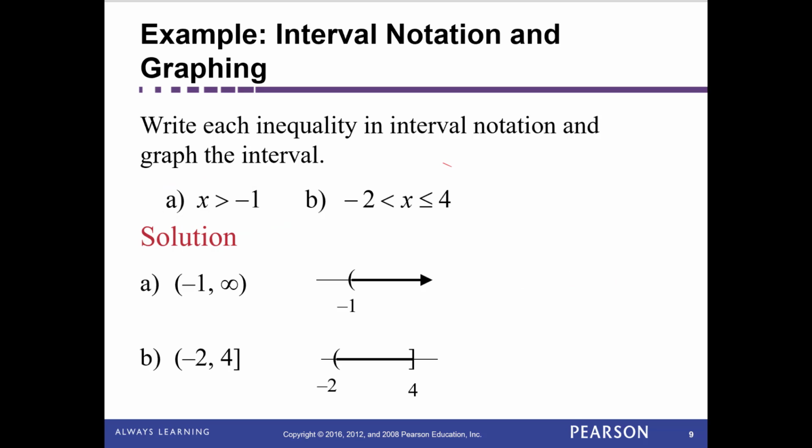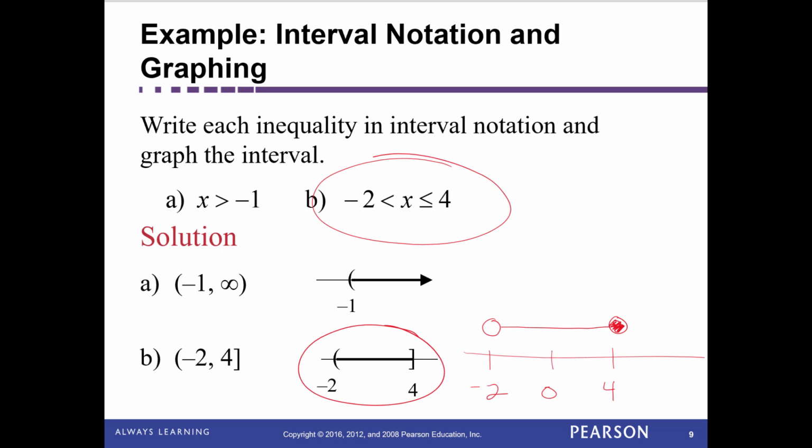Next problem. -2 is less than x, which is less than or equal to 4. I'm going to draw my own number line. My own number line might not be to scale. -2, it does not include -2, so it's an open circle. It does include 4, so it's a closed circle. It's going to be the values that are between there. And that is the same thing that you see here in this graph using a different notation.